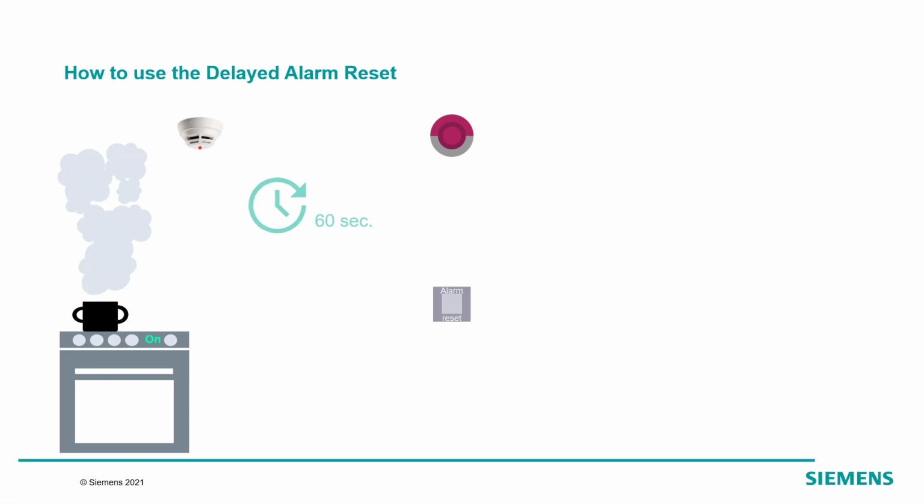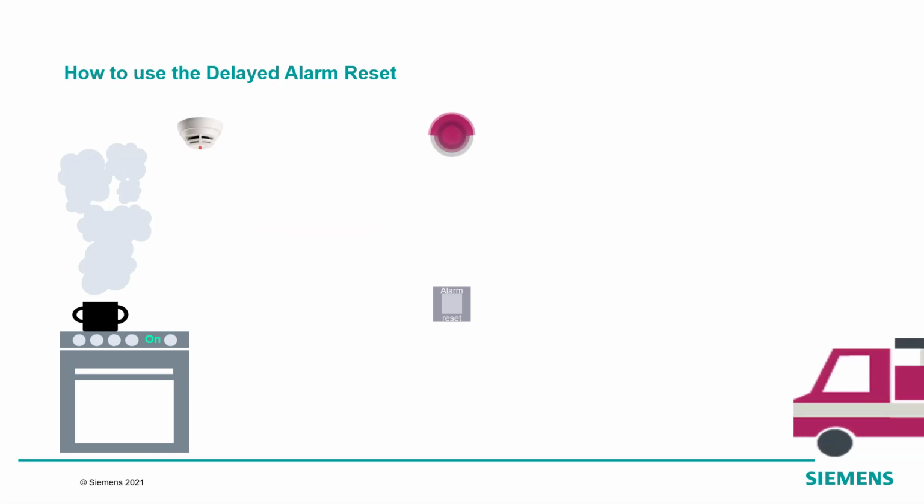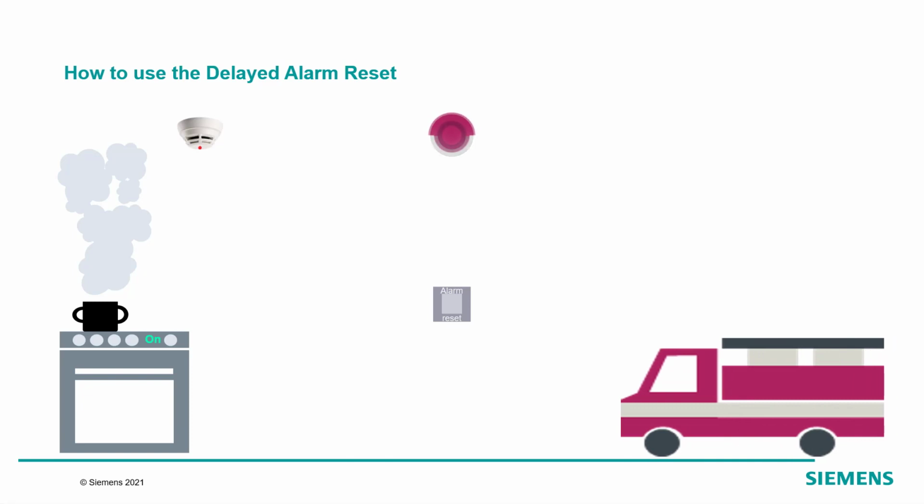In case the local alarm reset button is not pressed within the predefined time, or the detector is still active when the second predefined time has expired, a global alarm will then be triggered. Depending on the configuration, the sounder will be activated and the fire brigade will be called.